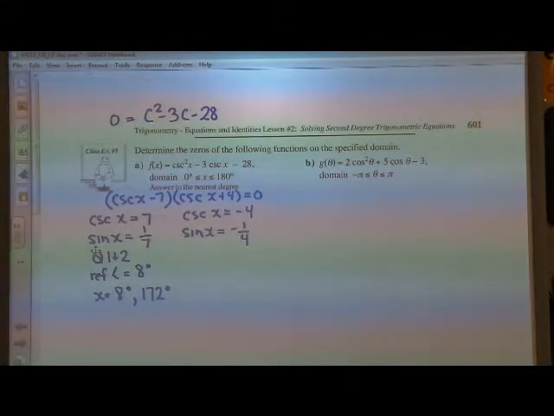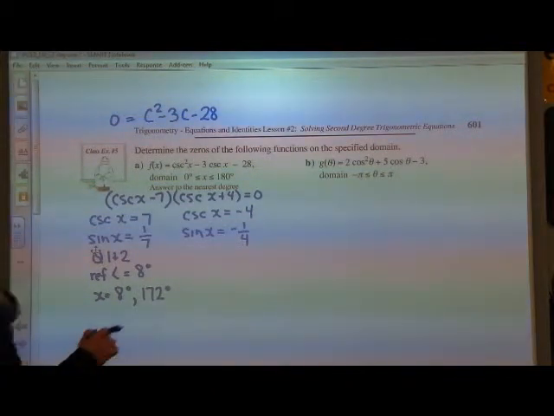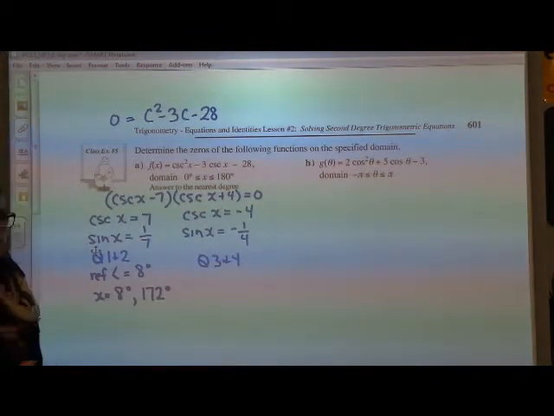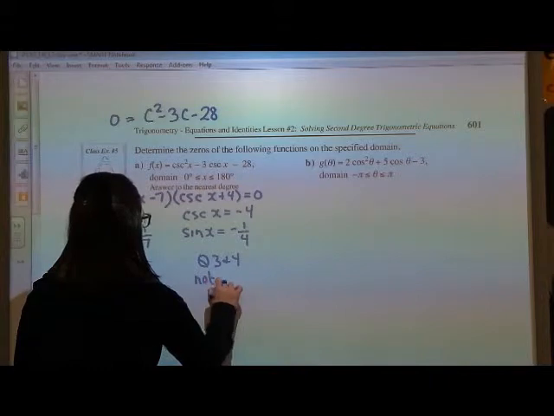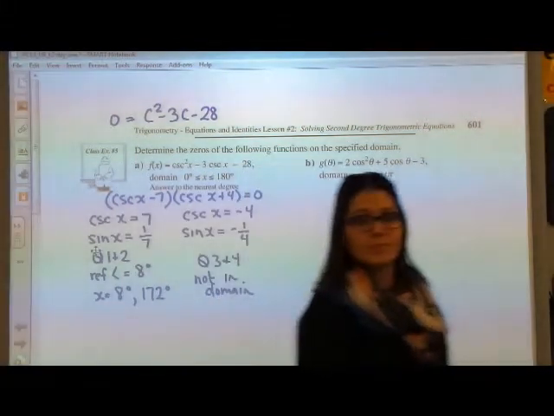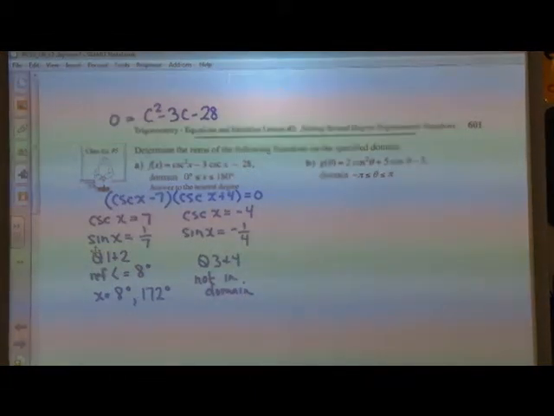Okay. Now if I look at sine x equals negative 1/4, what quadrants does that put me in? 3 and 4. Quadrants 3 and 4. Is that within my domain? So I stop. It's not in the domain. I don't need to go any further.